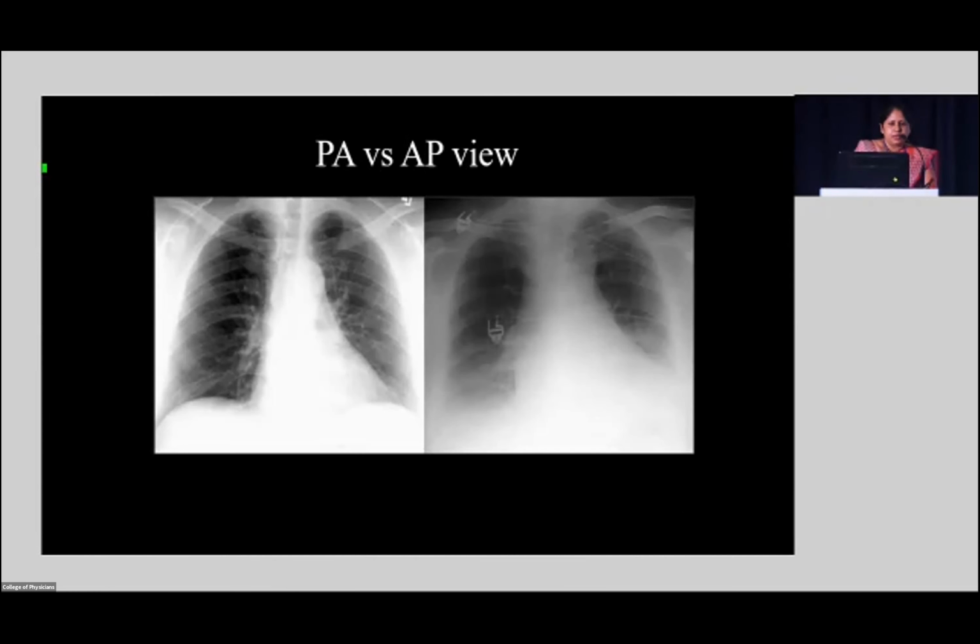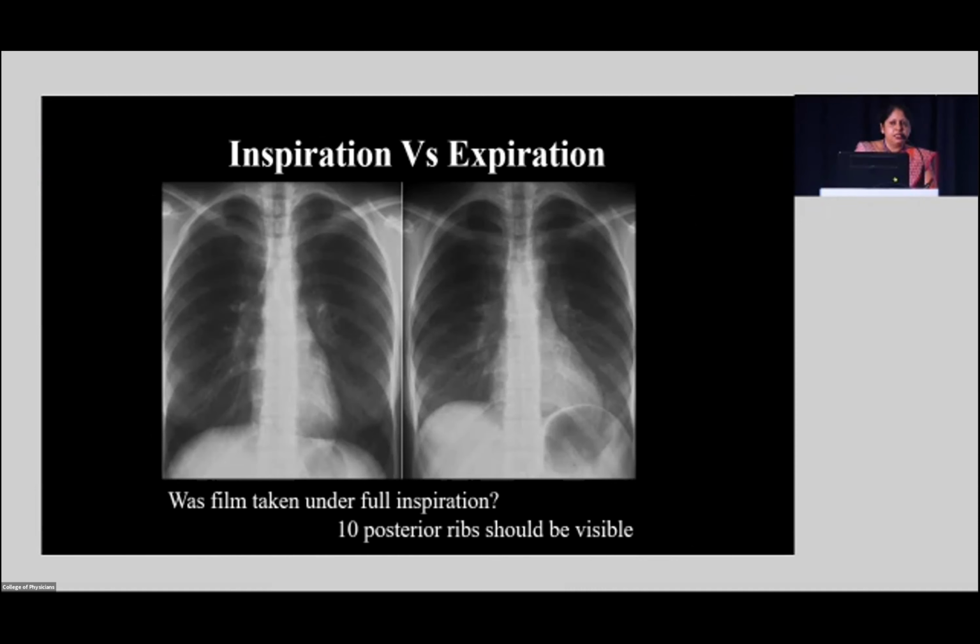When you're looking at an X-ray, the main thing is you have to see whether it's a PA versus an AP view. All those things that we see in a routine X-ray, we are commenting on a routine PA view. So make sure that you're looking at a PA view rather than an AP or a supine view. Look at the inspiration. You have to see 10 posterior ribs above the level of the diaphragm to interpret an X-ray correctly, compared to an expiratory view, which will show the mediastinum widened and so on.